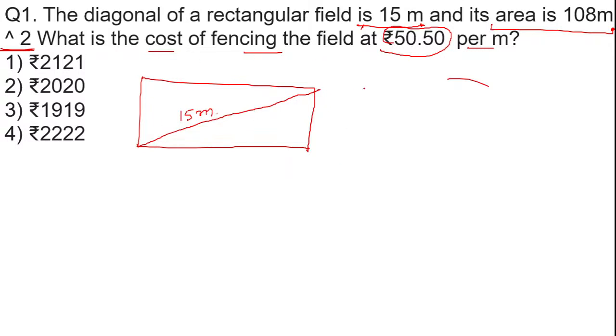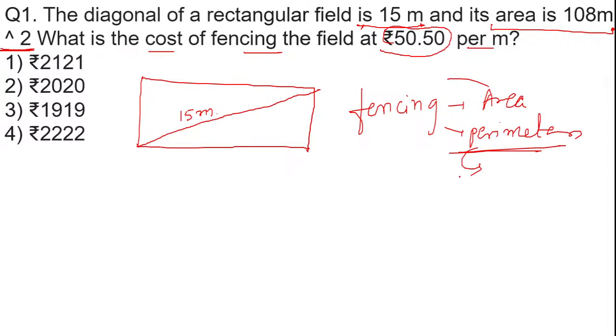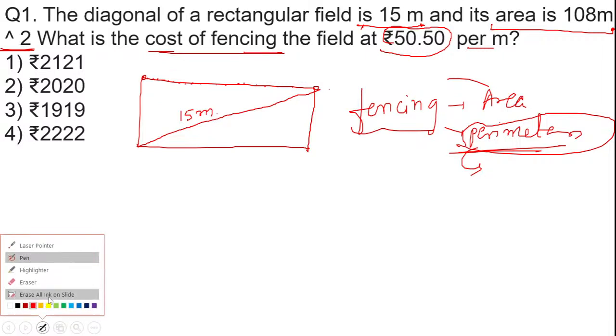The first thing you have to understand is, for fencing, do we have to find the area or the perimeter? As we know, perimeter defines the boundary of any particular area or region. Fencing is also done on the outer boundary of the field. Am I right? Hence we have to calculate the perimeter first, and based upon the perimeter we can evaluate the cost of fencing. So this is the basic question that we can solve.